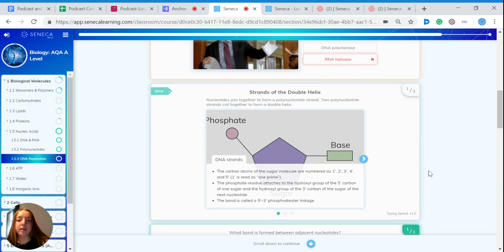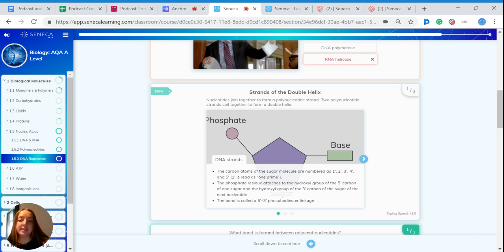So, let's look at the strands of the double helix. The nucleotides join together to form a polynucleotide strand. Two polynucleotide strands coil together to form a double helix. The carbon atoms of a sugar molecule are numbered 1, 2, 3, 4, and 5, and we call these 1', 2', 3', 4', and 5'.